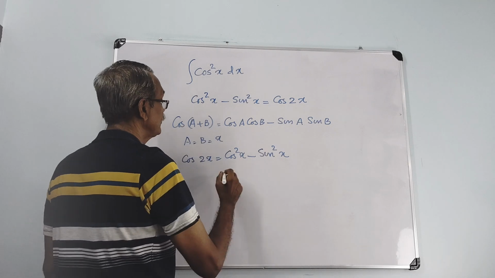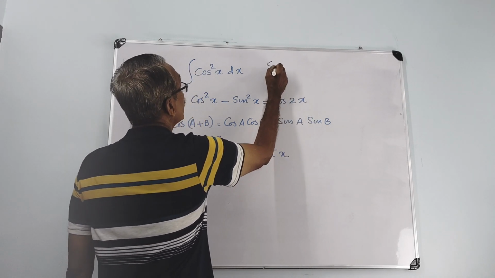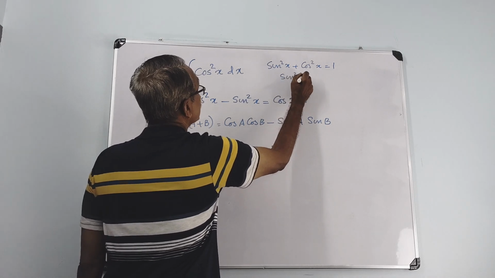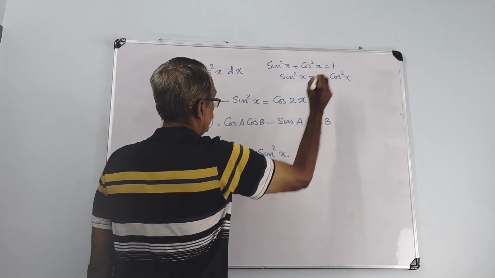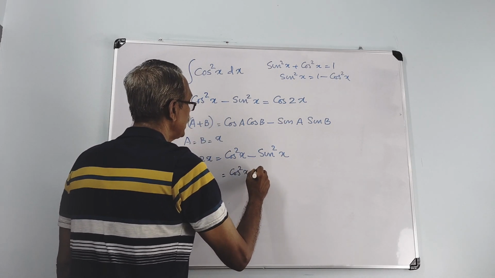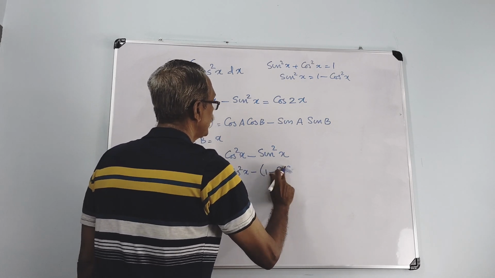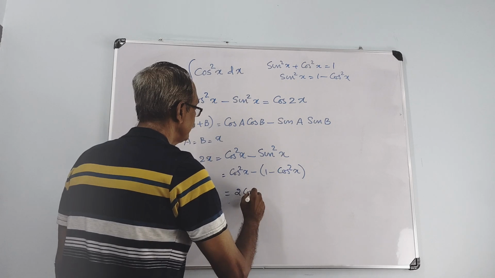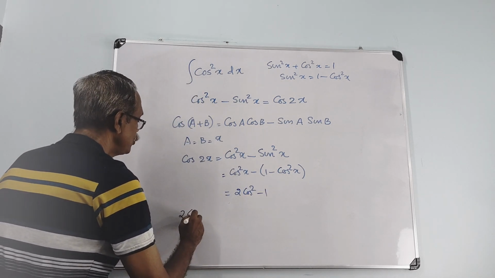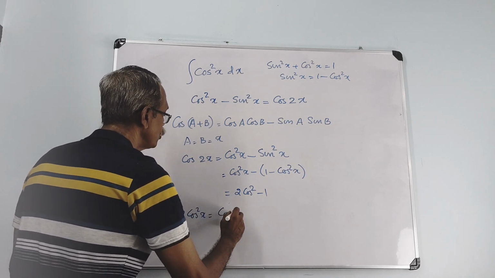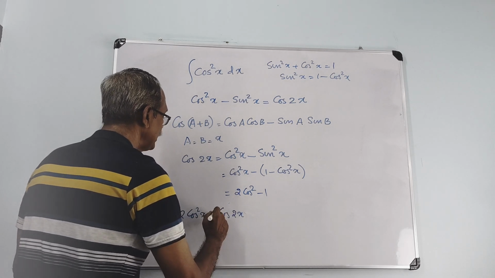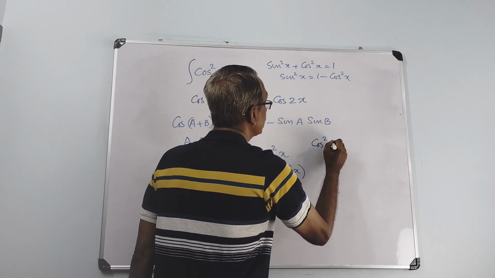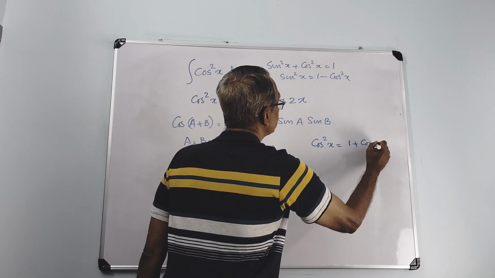And sin square x can be written as 1 minus cos square x, because sin square x plus cos square x is equal to 1. Therefore, sin square x is equal to 1 minus cos square x. So this is cos square x minus (1 minus cos square x), that is equal to 2 cos square x minus 1. Therefore, 2 cos square x is equal to cos 2x plus 1, or we will write it as 1 plus cos 2x. Therefore, we have the useful relation which is better to remember. Cos square x is equal to (1 plus cos 2x) divided by 2.